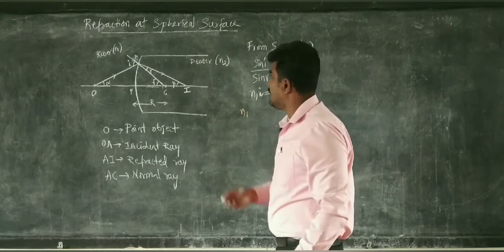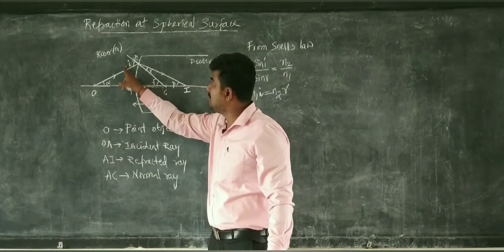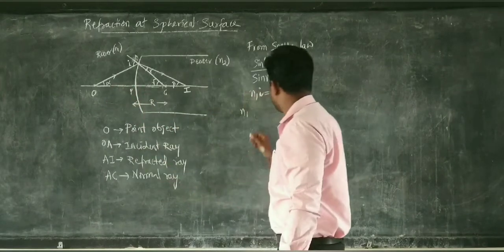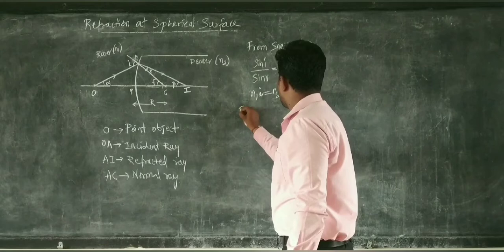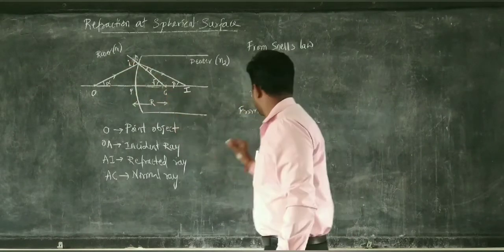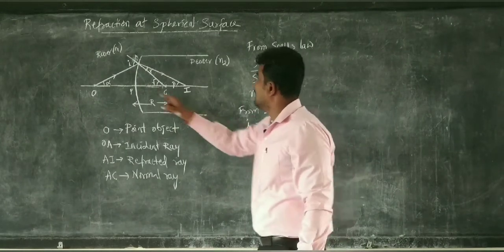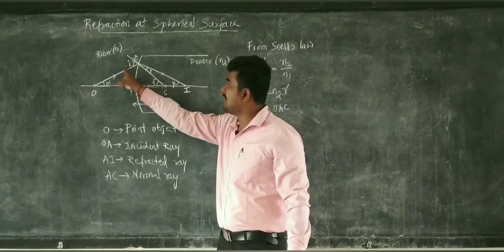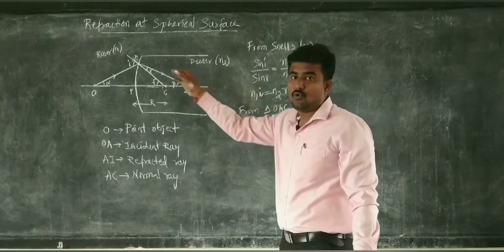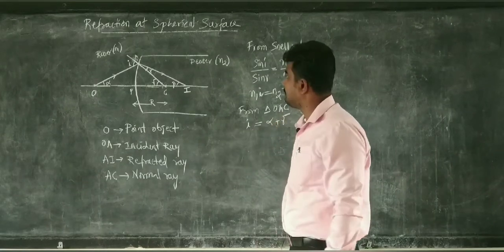As you can observe in the diagram, this angle of incidence is an external angle for alpha and gamma. If we consider triangle OAC, i can be written as, this is the external angle. The external angle is equal to the sum of the two opposite internal angles. Therefore, it is alpha plus gamma.